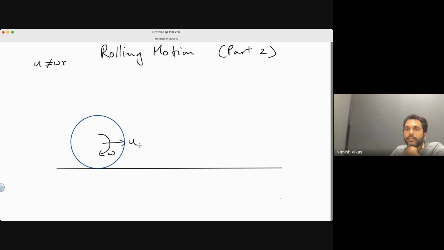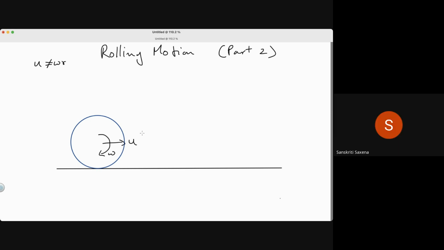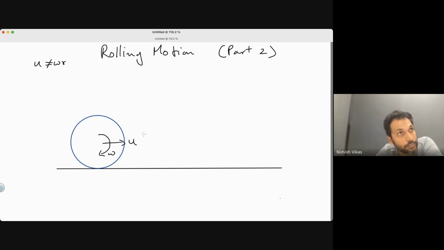So what is going to happen, guys, according to part 1? If it is not pure rolling, whose job kicks in? Friction. So friction is going to play a role over here, right? And we have discussed, if u is greater than omega r, then friction has to be backwards. If omega r is greater than u, then friction has to be forward. And it is doubly helpful in bringing it to pure rolling by reducing u, increasing omega, or the other way, by reducing omega and increasing u, right? So that was the point of the class previously.